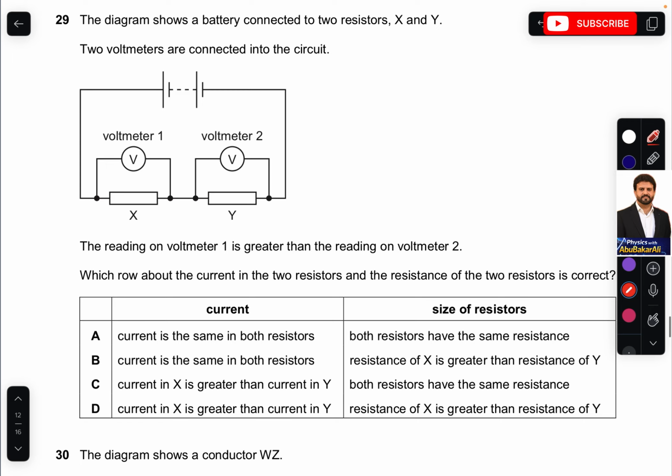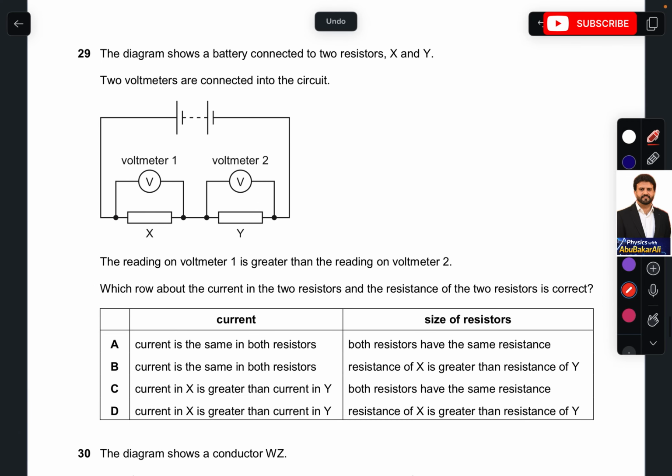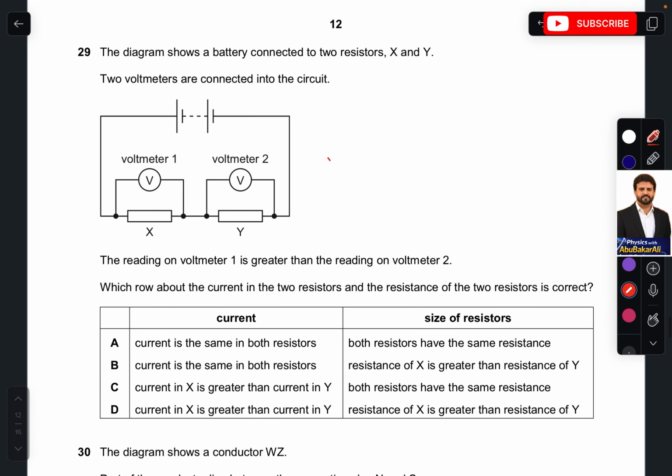Question 29. The diagram shows a battery connected to two resistors X and Y. Two voltmeters are also connected. The reading on voltmeter 1 is greater than the reading on voltmeter 2, so V of X is greater than V of Y. Which row about the current in the two resistors and the resistance of the two resistors is correct?